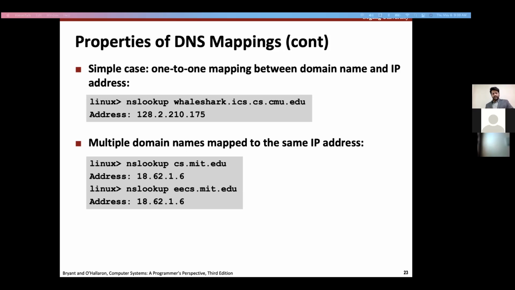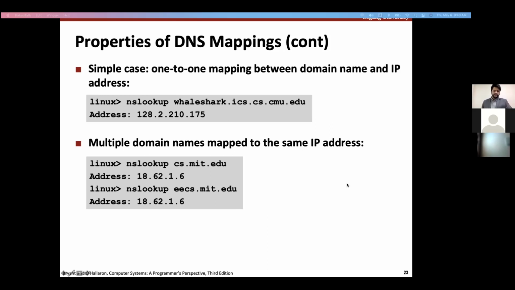In the second case, it's a bit more complicated, where you have multiple domain names which are mapped to the same IP address. In the first line on this second terminal screen, you see nslookup cs.mit. In the line beneath, you will see the two IPs printed against the two different domain names. In the second, we see nslookup eecs.mit. So they're two different domain names, but they've got the same IP.